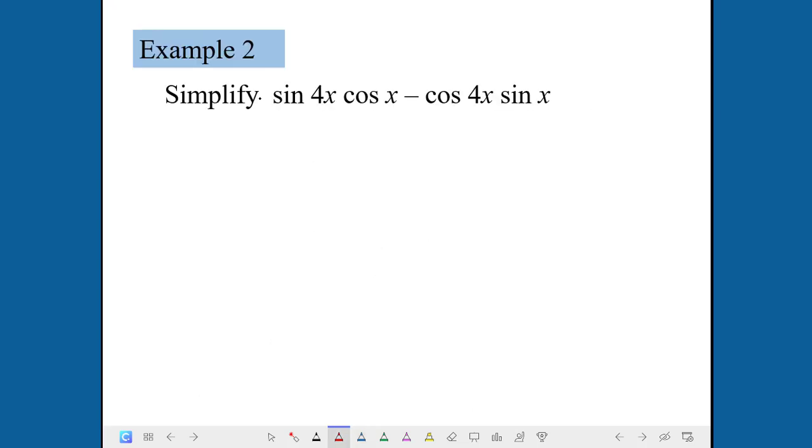Example 2, simplify sin 4x cos x minus cos 4x sin x. Okay, this one, let's say this is A. Same angle. Before you proceed, study the question, this is considered the same angle. What's the B? Okay, it looks like sin A cos B minus cos A sin B.